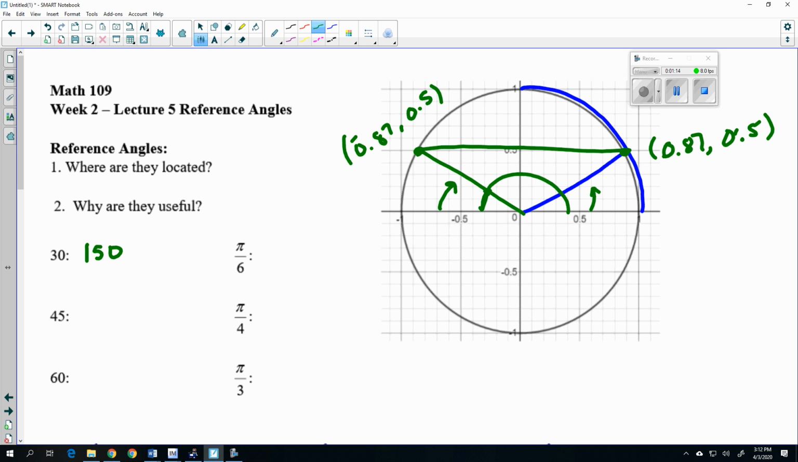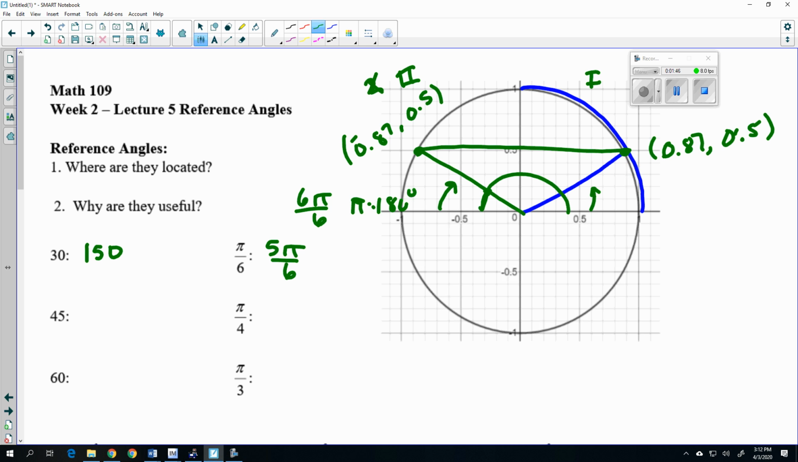Likewise, instead of always calling this 180 degrees, we might call it pi. Well, pi is just a whole number, and in terms of this, I might want 6 pi over 6. So if I'm backing up 1/6, I would be at 5 pi over 6. So this is kind of what we did earlier in the lecture, and that same thing works with 45 and 60 degrees.